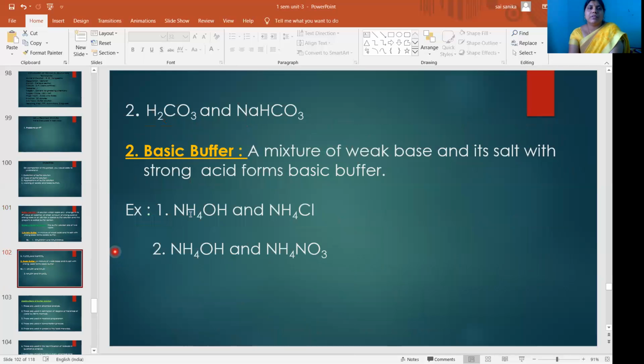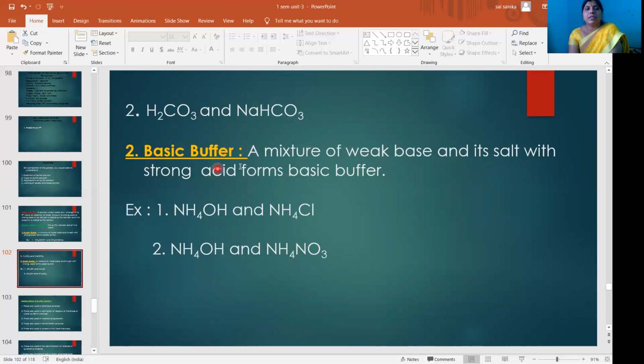One more example: this is carbonic acid. When carbonic acid combines with sodium hydroxide, you will get NaHCO3. Carbonic acid and sodium bicarbonate mixture is called an acidic buffer: a weak acid and its salt. What is acidic buffer? It is a mixture of weak acid and its salt. How is this salt forming? From a strong base.